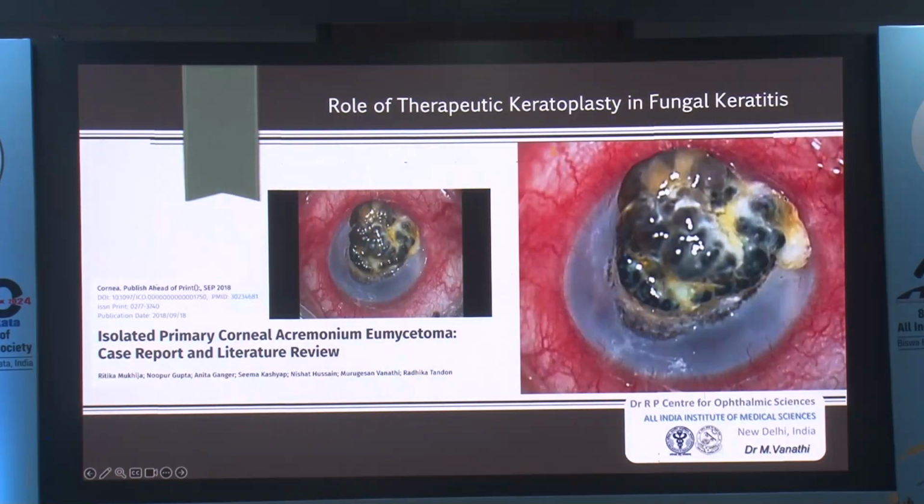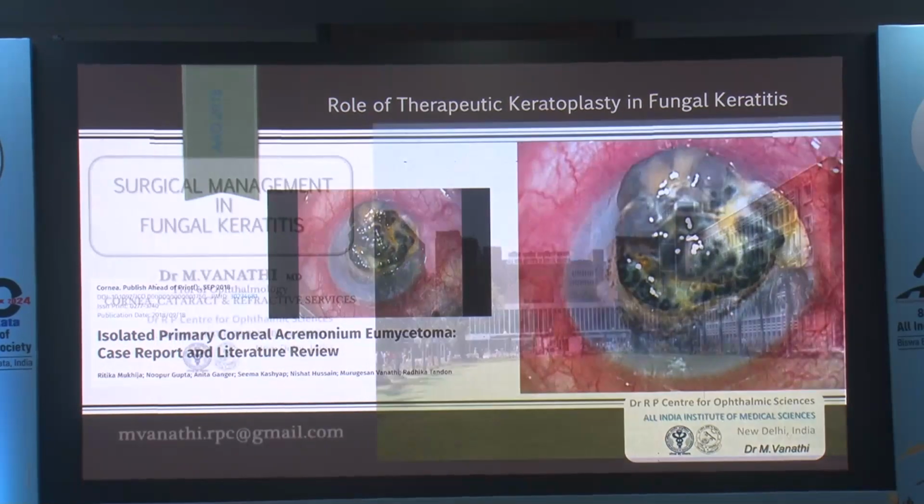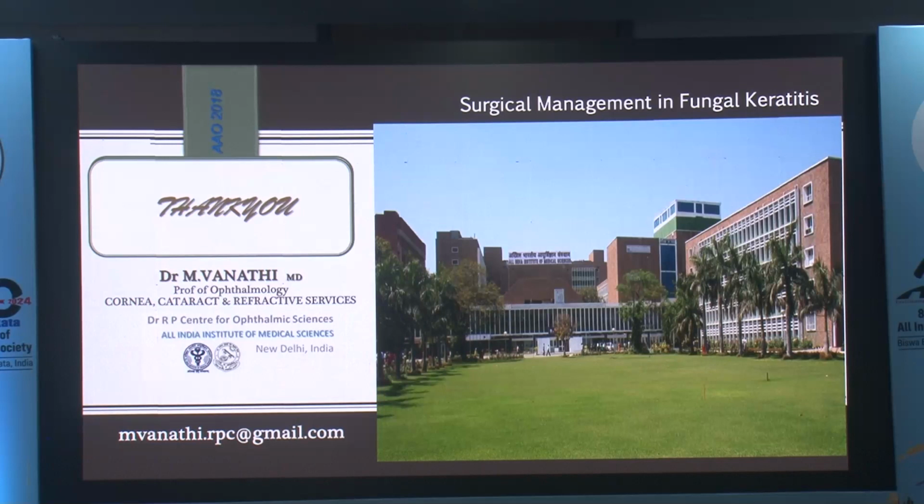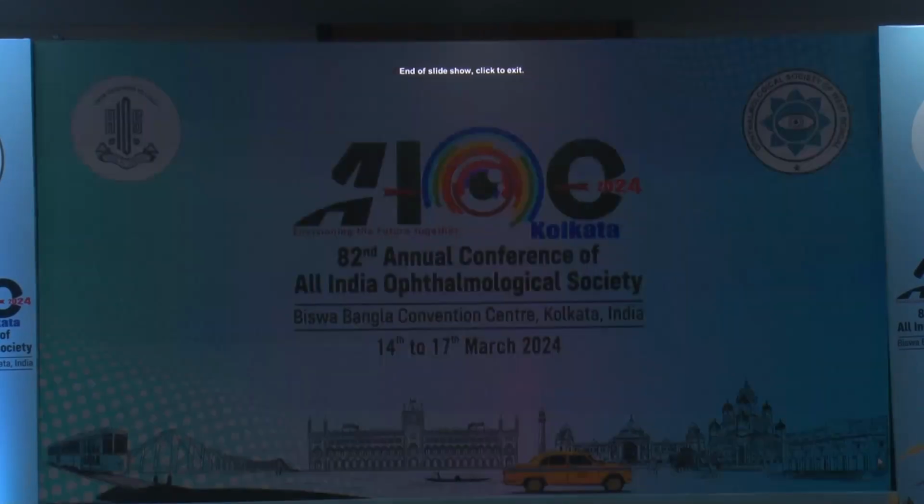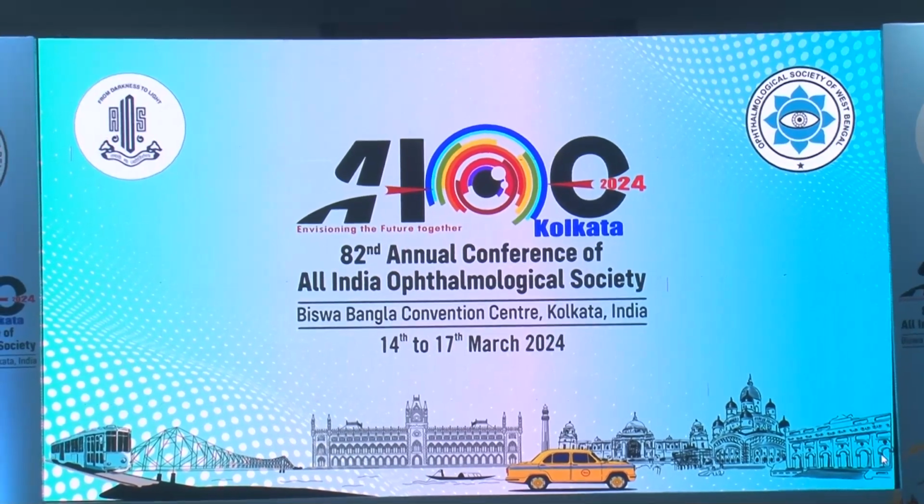So just to close, a very rare appearance of a primary corneal eumycetoma, which looked like an anterior staphyloma, which we saw at first, and we had to take this patient in for a therapeutic keratoplasty at the end. I think I will close here, and we will take questions if we have any. Thank you. Thank you for that excellent talk.